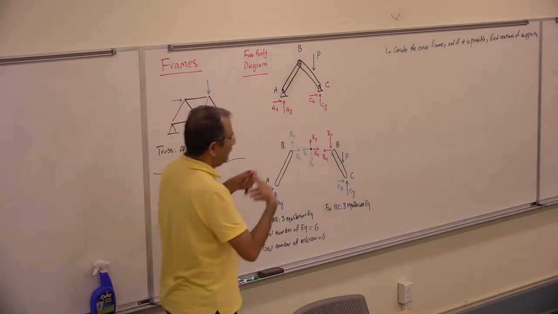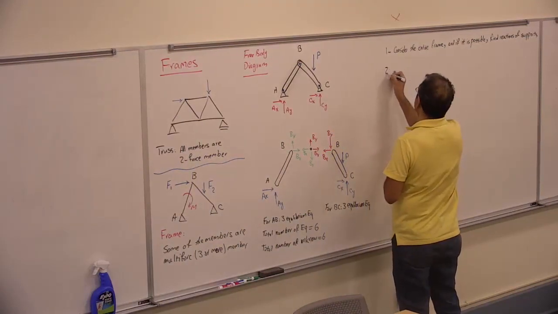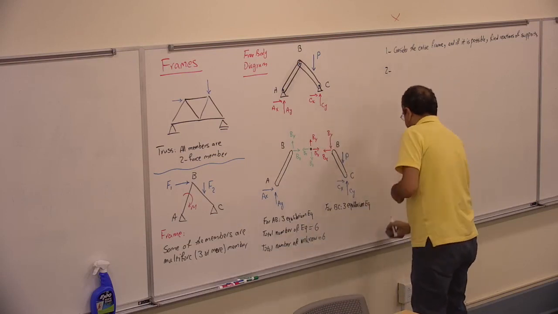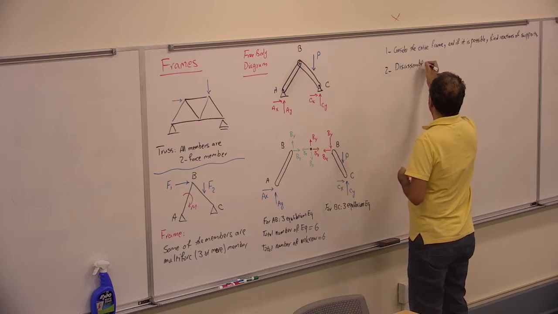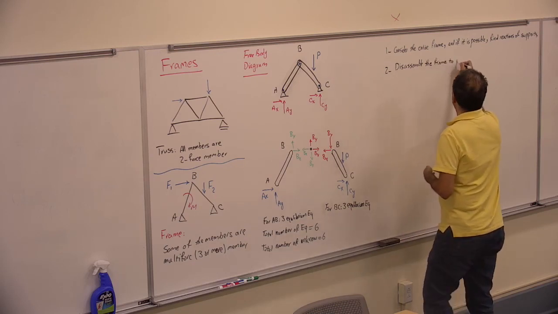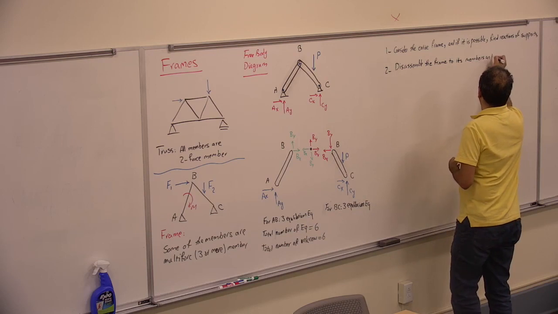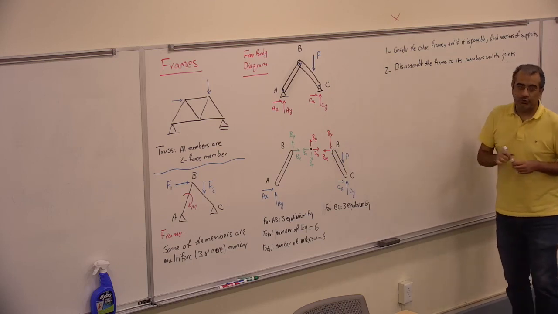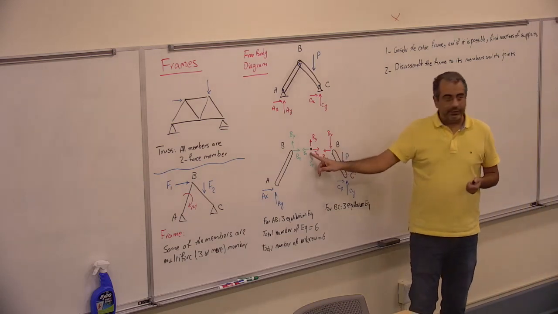The second step, like the truss, is to disassemble it into its members and its joints. In other words, take it apart. So the frame is members. The reason I said joints is because sometimes we might need the joints to write the equilibrium equation there.